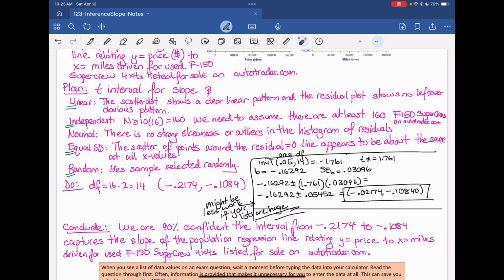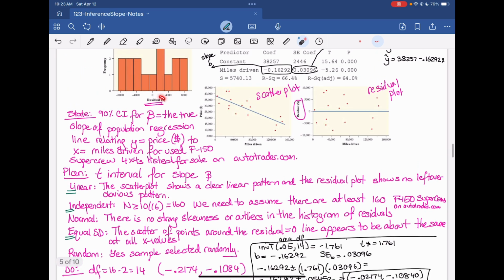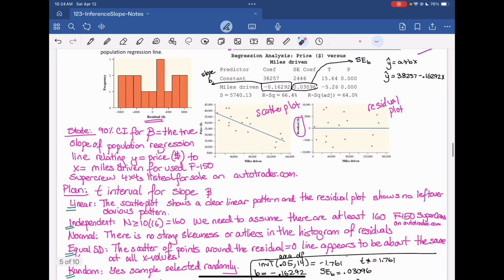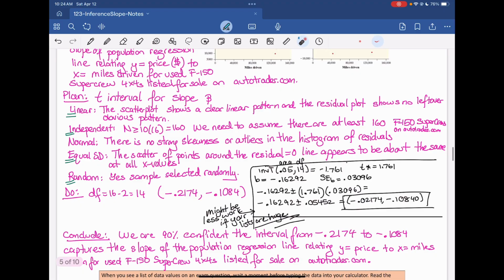Okay, normal. There is no strong skewness or outliers in the histogram of residuals. So we're looking at the residual histogram. This appears to be roughly symmetric. There are no obvious outliers or strong skewness in the histogram of residuals.